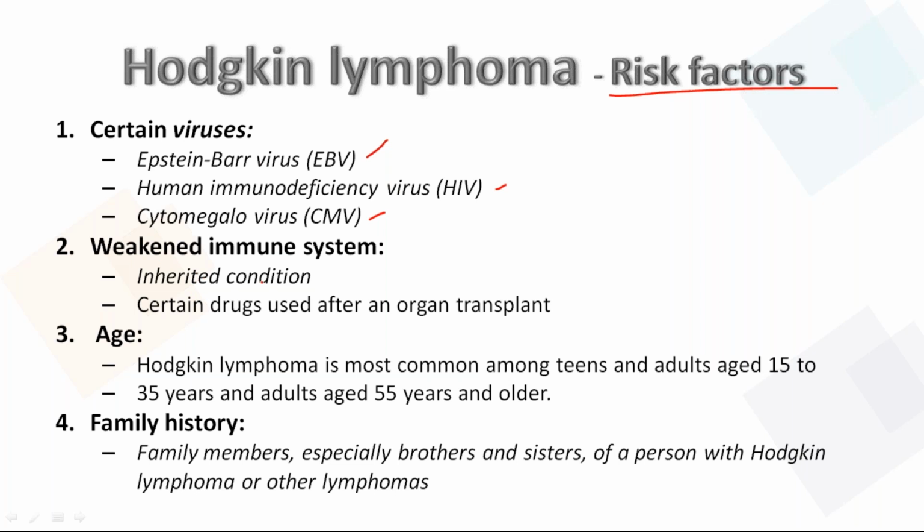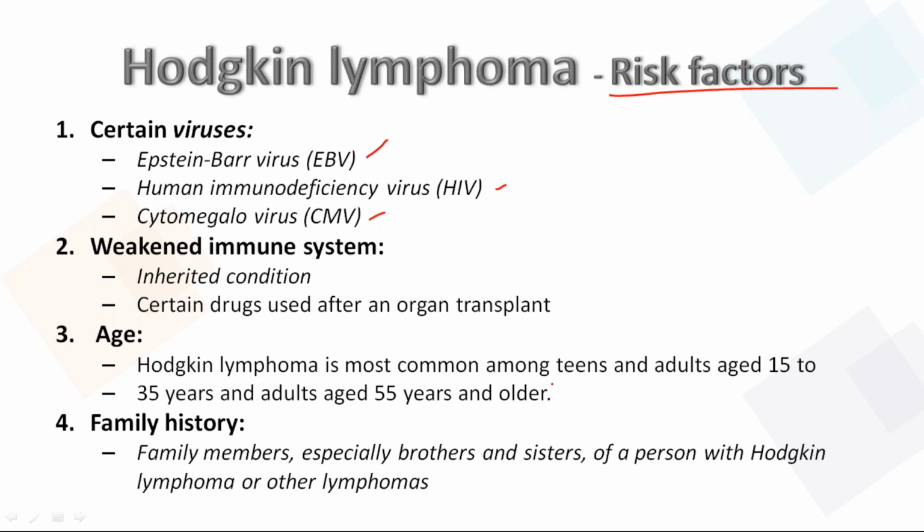The immune system is one thing which prevents any abnormalities, but if the immune system is weak, either because of inherited conditions, or iatrogenic causes, either because of medication or some disease causing immunodeficiency, or certain drugs, especially the drugs used after organ transplant. You give a kidney transplant, and to prevent the graft versus host reaction you give immunosuppressants.